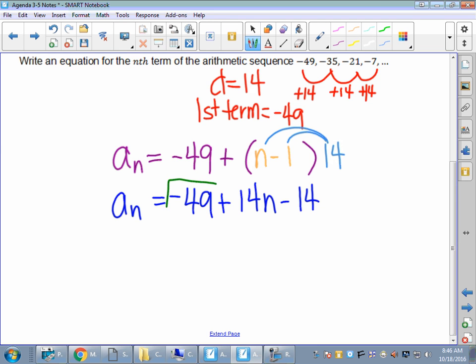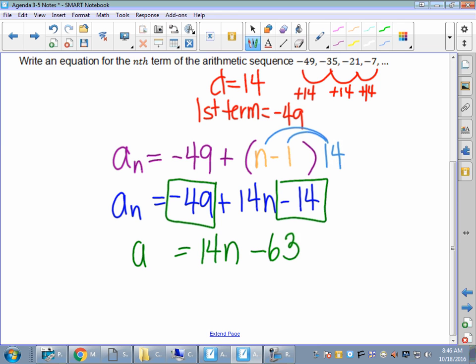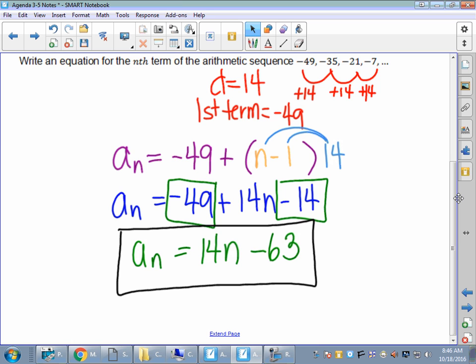And then I see a pair of like terms. They're on the same side of the equal sign, so I just do the math. Negative 49 minus 14 is a negative 63, I think. I'm just going to bring down that 14n. And here's my final answer. When I ask you in the practice problem to do exactly this, this is a good guide to go back to. So my final equation, even though it looks strange, a sub n equals 14n minus 63.